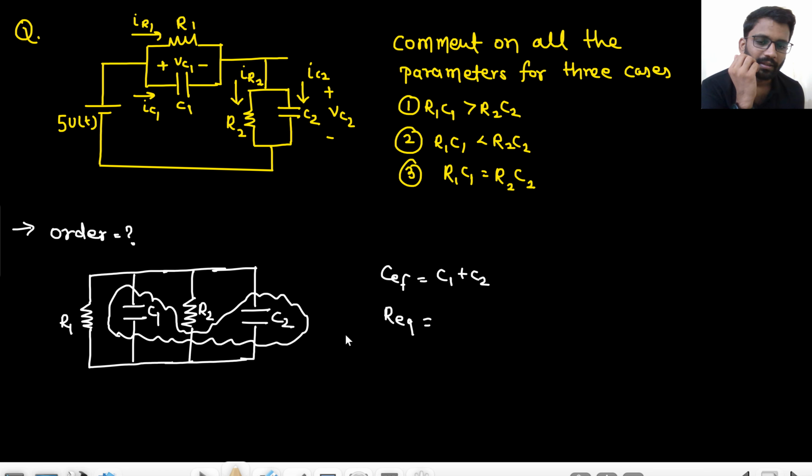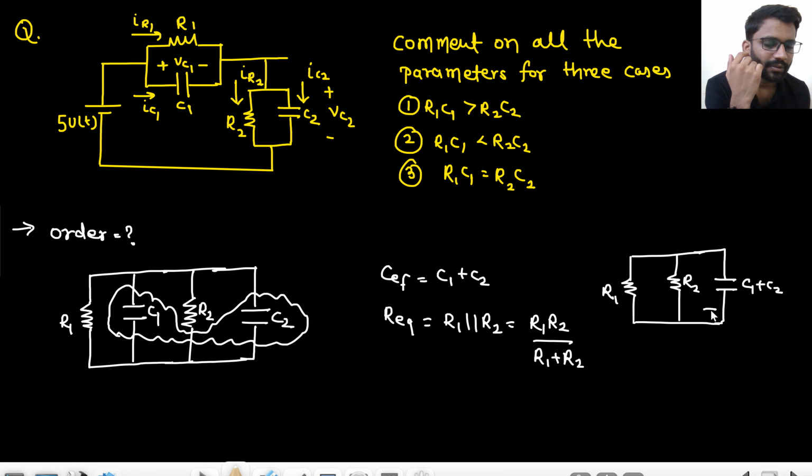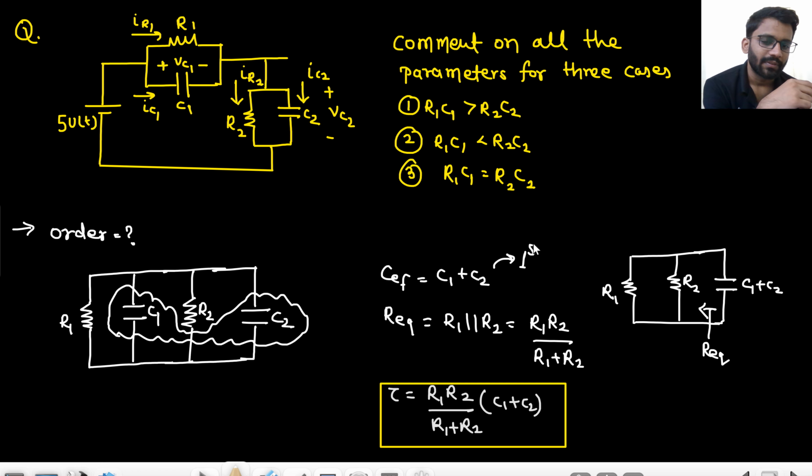And what is R equivalent? C1, C2 will become 1. So R equivalent will be R1 parallel with R2, so I can write R1 R2 upon R1 plus R2. Did you understand it? This is your R1, this is your R2, and C1, C2 will become 1 only. This is C1 plus C2. So from here you are checking R equivalent. So what is your tau now? The time constant is R1 R2 upon R1 plus R2 into C1 plus C2. It is a first order circuit only, because C effective is only one capacitor.